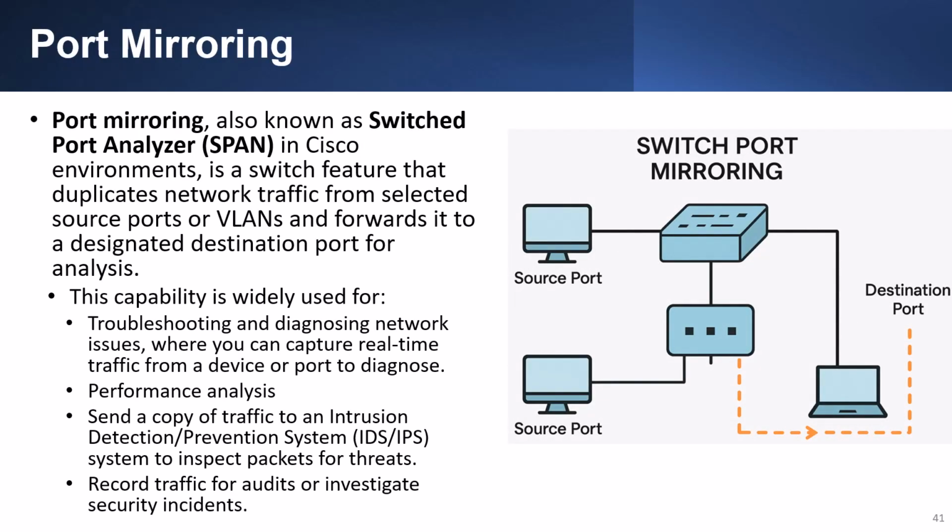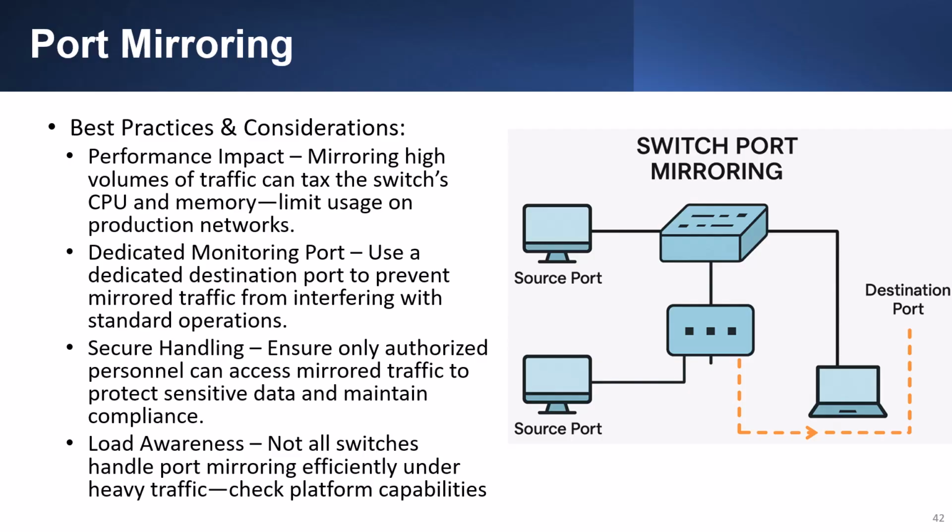Port mirroring, also known as Switch Port Analyzer or SPAN in Cisco environments, is a switch feature that duplicates network traffic from selected source ports or VLANs and forwards it to a designated destination port for analysis. This capability is widely used for troubleshooting and diagnosing network issues, where you can capture real-time traffic from a device or port for diagnosis and performance analysis, send a copy of traffic to intrusion detection or prevention systems to inspect packets for threats, and record traffic for audits or investigate security incidents.